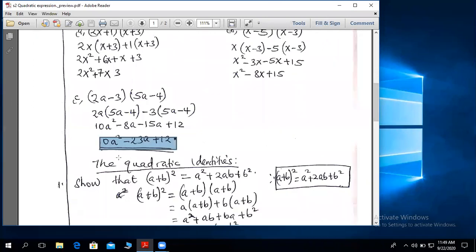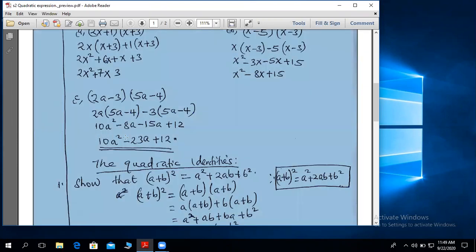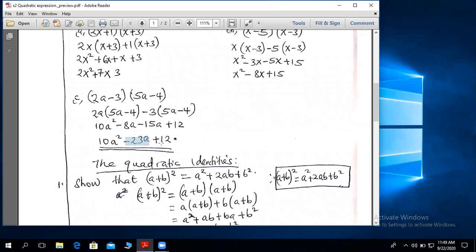So what is the quadratic term here? The quadratic term is 10a squared. The linear term is negative 23a, and the constant is 12.